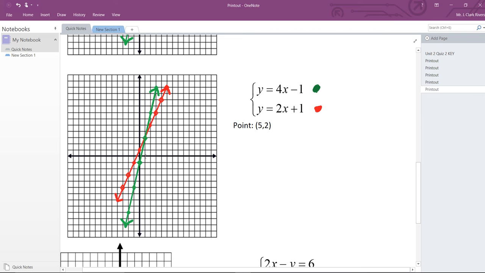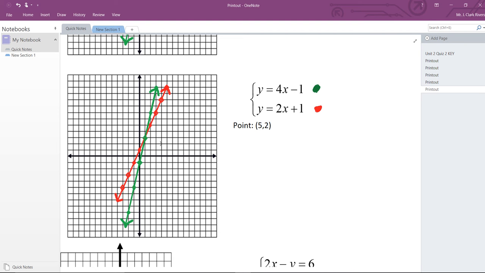So (5, 2), 1, 2, 3, 4, 5, 1, 2. (5, 2) is over here. (5, 2) is neither on the red line nor is it on the green line. If you were to plug in (5, 2) into the green equation, it would come out to be false. If you were to plug it into the red equation, it would come out to be false.